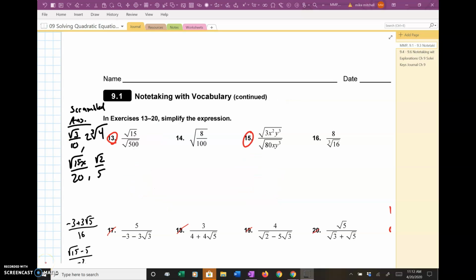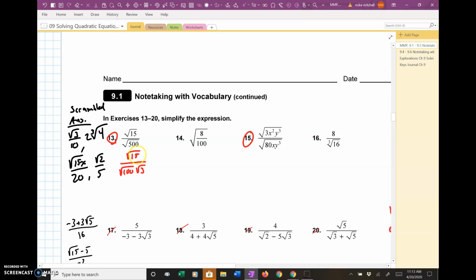A couple of different ways to approach these fractions. More often than not, there's more than one or two ways. I'm going to show you a couple of different ways on 13 and 15. On 13, I'm seeing 500, I see square root of 15. I see a square root of 100 there, which I can easily take a square root of over 3.